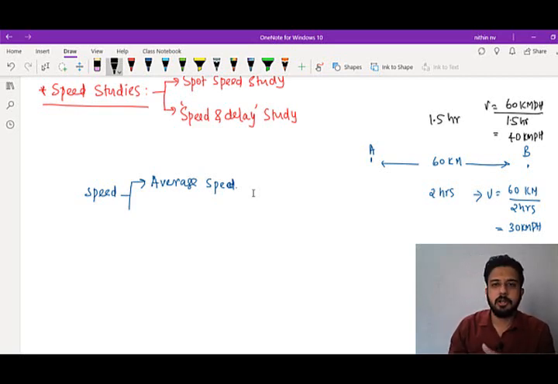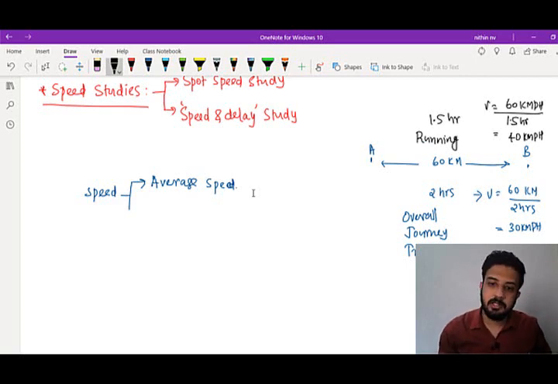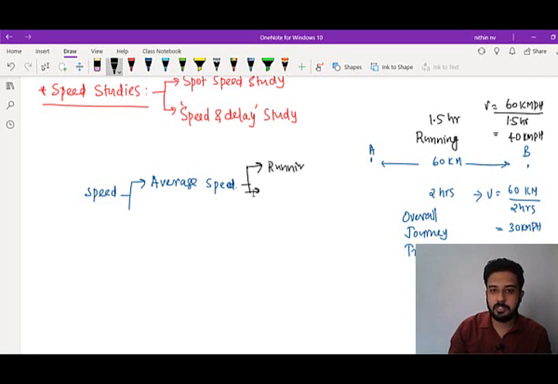So in the first case we were not considering the delay of the vehicle. This particular speed, we call it overall speed. Overall speed or journey speed or travel speed, all are the same. But this one where we are considering the delay also, we call it running speed. Okay, this is running speed, this is overall or journey speed. So what we can understand is this average speed itself can be split into two. It can be either your running speed or it can be your travel speed.